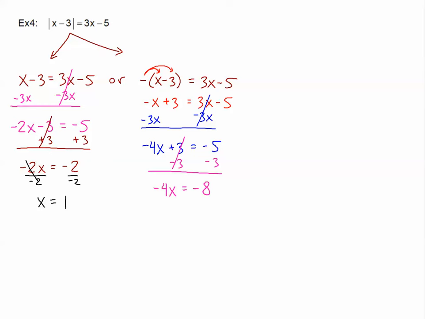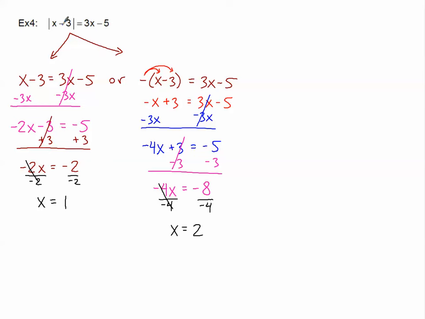And I'll divide here by negative 4. And I've got x is equal to negative 8 divided by negative 4, which is 2. So apparently I have my answers 1 and 2. Now let's check. Let's start with the 1. Let's plug a 1 into here.